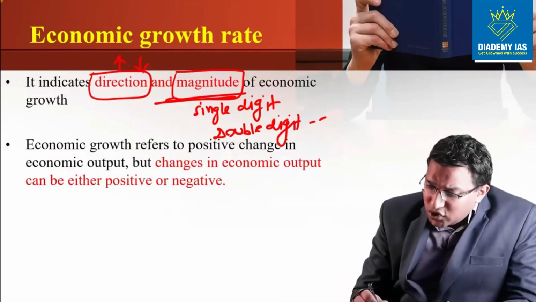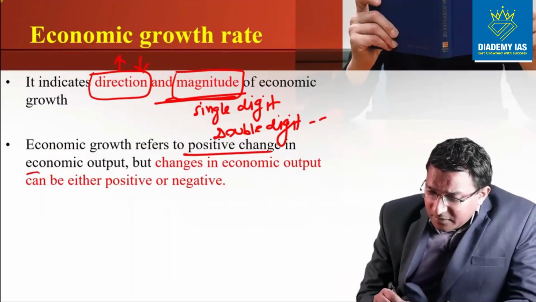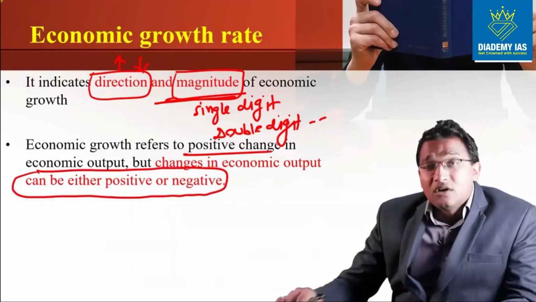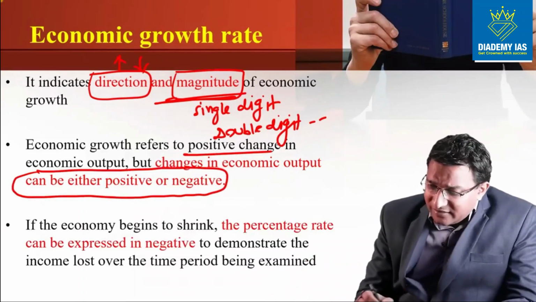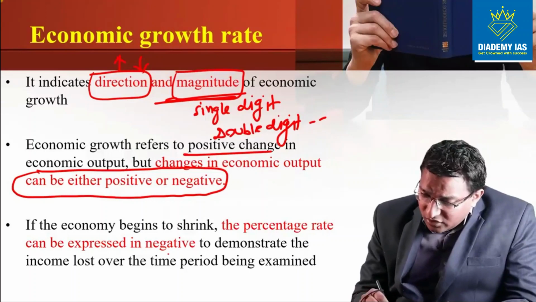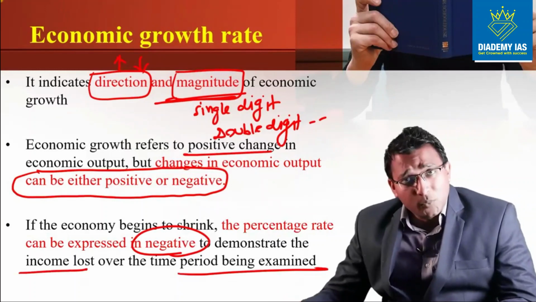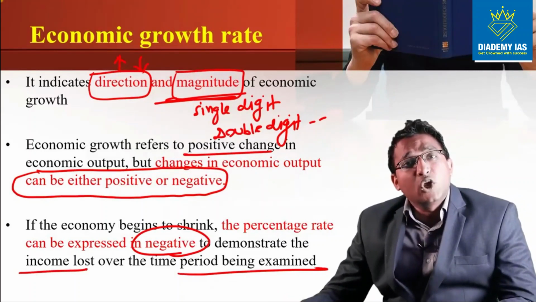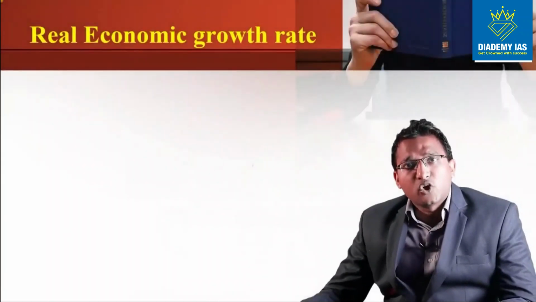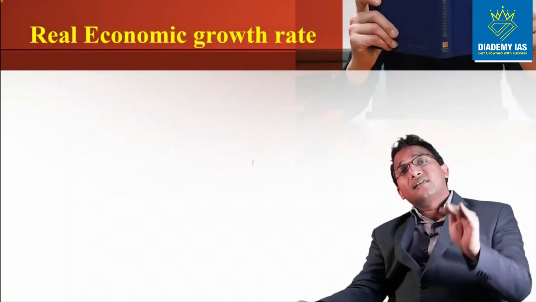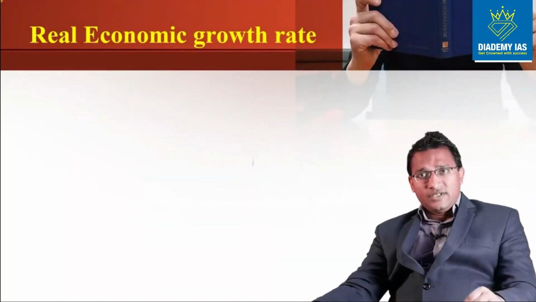Economic growth refers to the positive change in the economic output, but changes in the economic output can be either positive or negative. So both the cases are possible. If the economy begins to shrink, the percentage rate can be expressed in the negative to demonstrate the income lost over the time period being examined, right? So we have to be very, very clear that economic growth rate can be negative also, right? So when economic growth rate is negative, it will actually indicate the reduction in the value of goods and services being produced compared to the previous year.